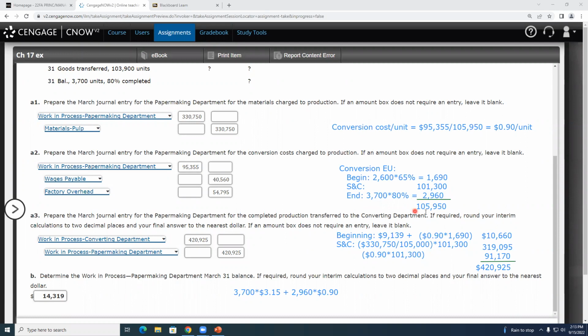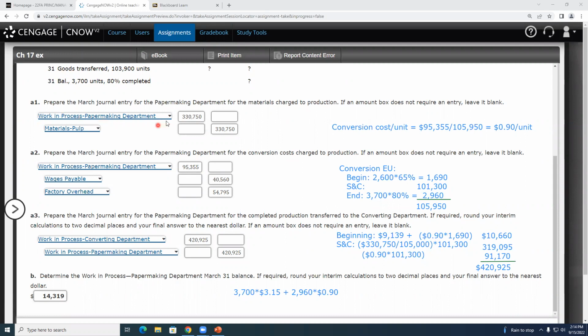So the conversion units that we incurred, 105,950 units, excuse me. Right here we are, I haven't explained that yet. Hang on, I'll get to that.